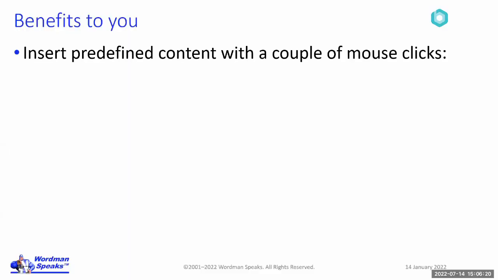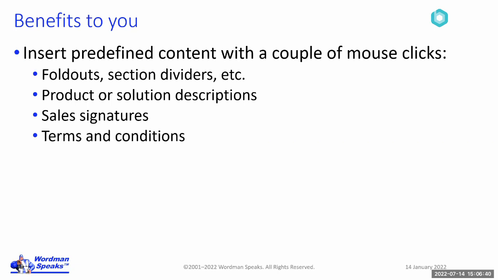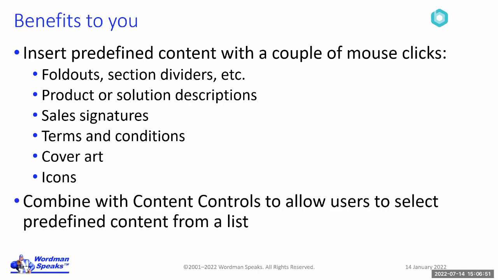A building block allows you to insert predefined content into your document with just a couple of mouse clicks. Fold outs, section dividers, that kind of thing. Maybe it's a product or a solution description. It could be a sales signature. You've got a bunch of different sales guys. Which one do you want to put in there? Different terms and conditions if you're doing commercial proposals. Could be different cover art that you always want to use. Could be some icons that you want to put in there just to emphasize the content.